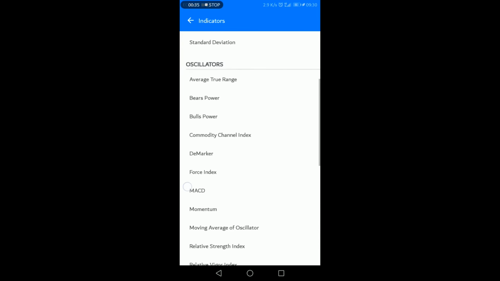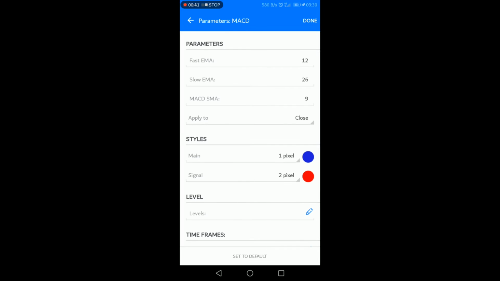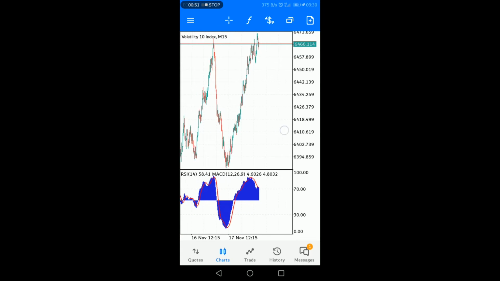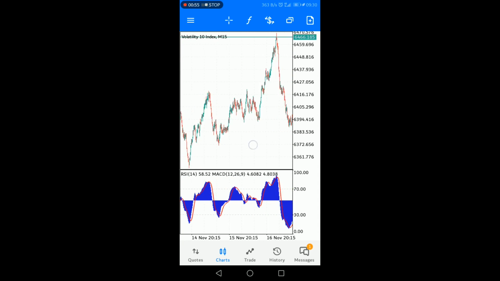We add the MACD. The settings are on default. You can put this on weighted close or on close, and then you put the colors that you want and click done. Once you do this, you're going to see that the MACD sits on top of the RSI, right? And then you click F again.